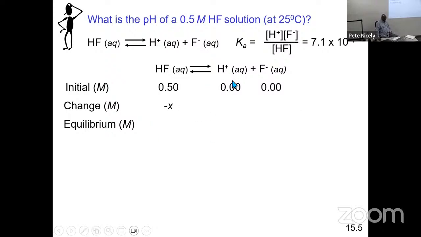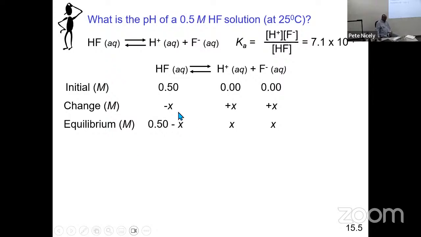And because of the 1-to-1-to-1 stoichiometry, the change in concentration of H plus and F minus would be plus X and plus X respectively. So therefore, when we write down the equilibrium terms right here, it would simply be the sum of these two lines here. So for the concentration of HF, it's going to be 0.50 minus X. For the concentration of H plus, it's going to be X, and also the same for F minus.